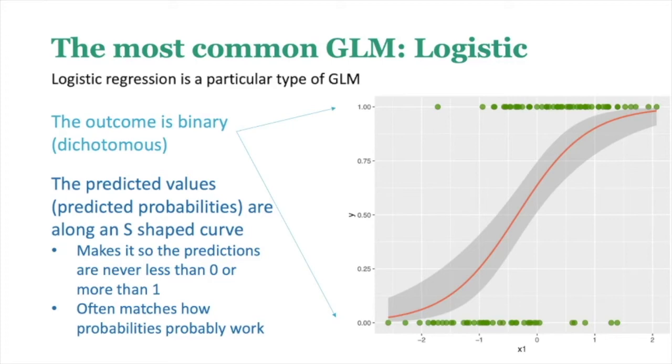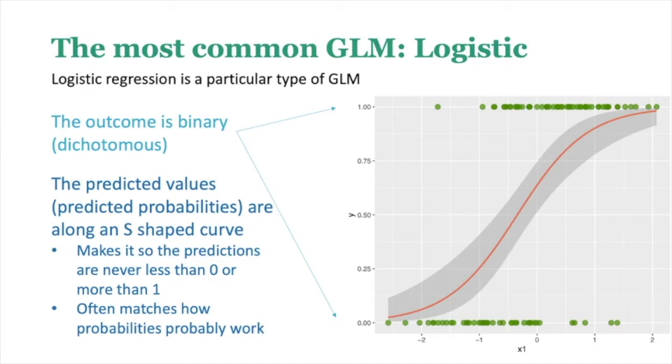But this transformation that's undertaken with logistic regression makes it so the predictions are never less than 0 or more than 1. That line will never cross above 1 or below 0. It will flatten out and never cross. And what's cool is it often matches how probabilities work. In a lot of cases, the probability may actually have this quick change at some point. There's some threshold where the probability is going to make a quicker change.